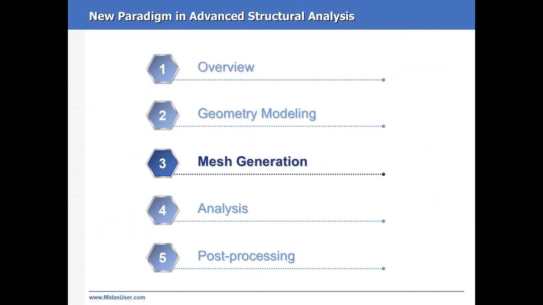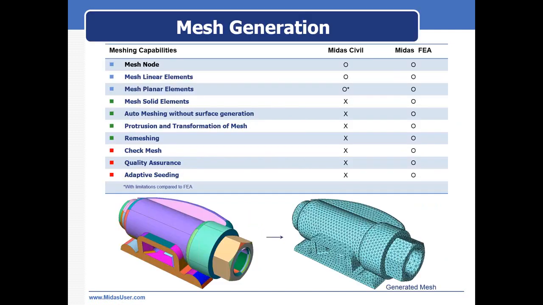Now mesh generation. When we talk about mesh generation, we have mesh of node, meshing of linear elements, and meshing of planar elements supported in Civil, and those are fully supported in FEA. But we have some additional options in FEA which make meshing of complex geometries very easy. And we'll get to know in this presentation how accurate the meshing capabilities of the software are. Let's proceed.